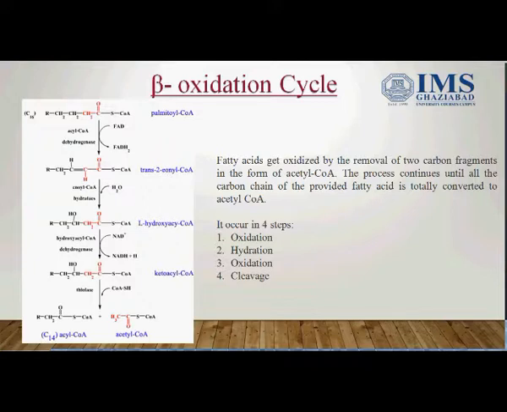This acyl chain will again repeat the cycle to yield another molecule of acetyl-CoA. This pathway will continue until all the carbon chain of the provided fatty acid is totally converted to acetyl-CoA.